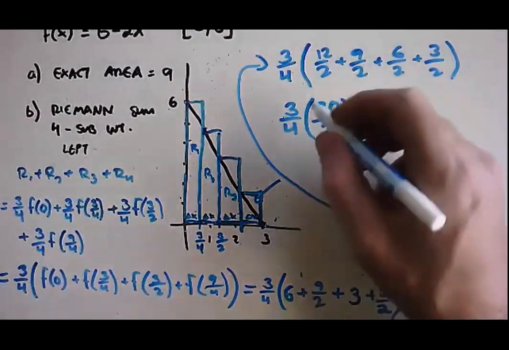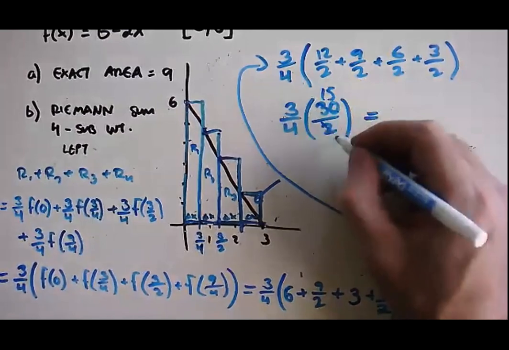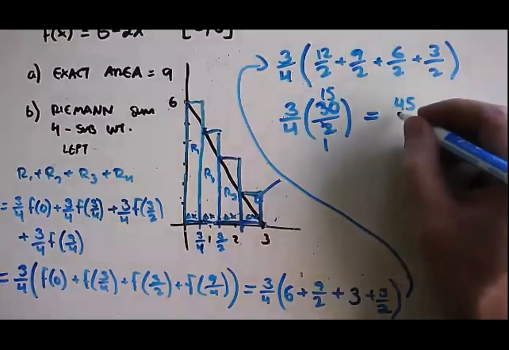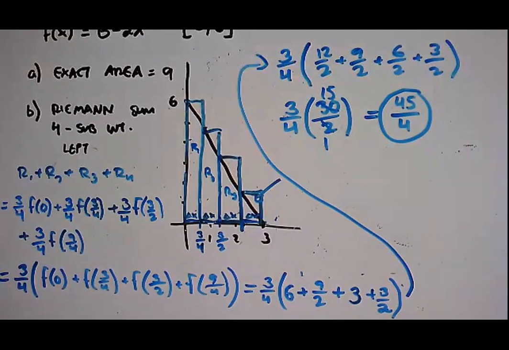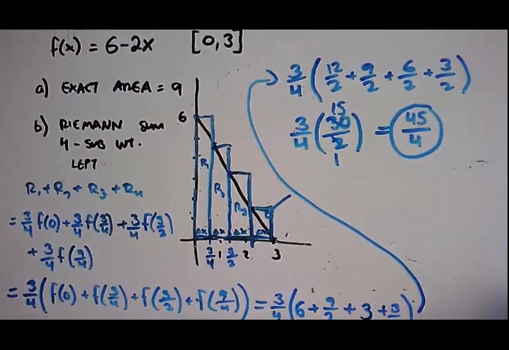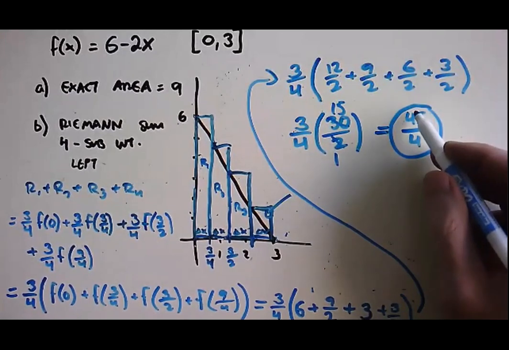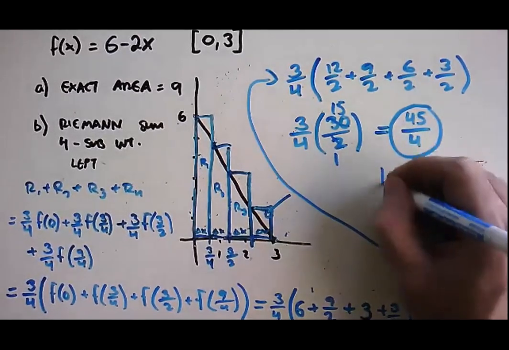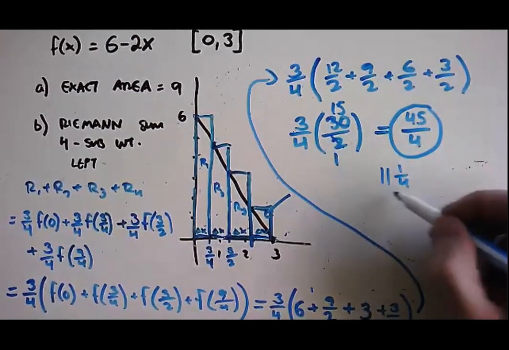And I can do some simplifying here. If I divide 30 by 2, that's the same as 15 over 1. And so 3 times 15 is 45, and 4 times 1 is 4. So here is our approximation for the area. Well, what is that? 45 over 4. Well, 40 over 4 would be 10, and 45 over 4 is close to 44 over 4, which is 11. All right, so as a mixed number, this is 11 and 1/4. So that's our approximation, the area is about 11 and 1/4.